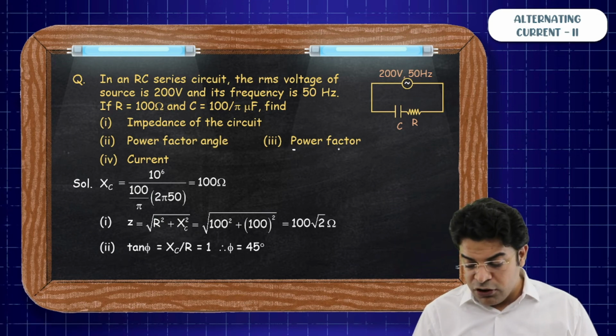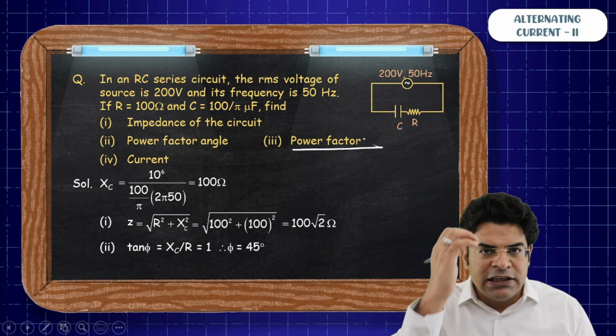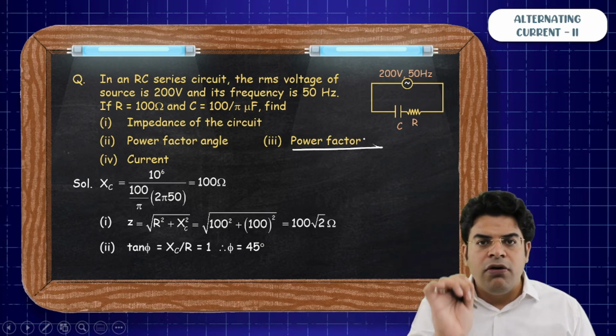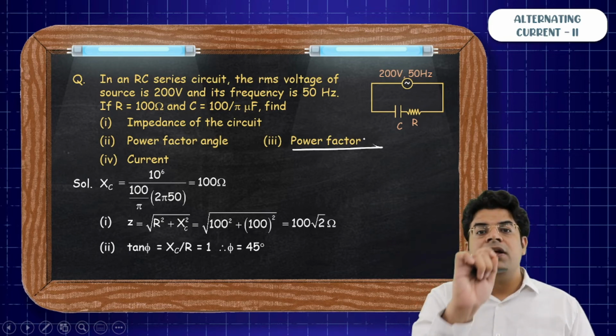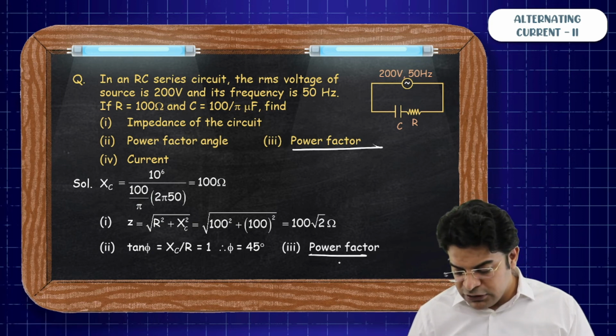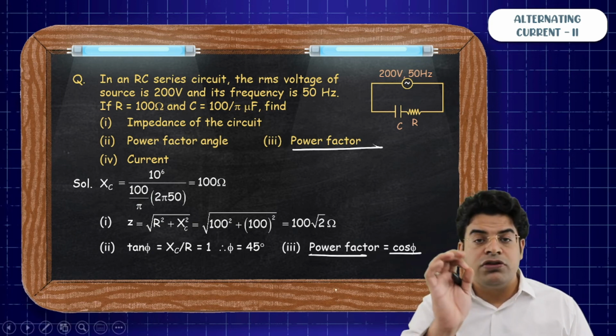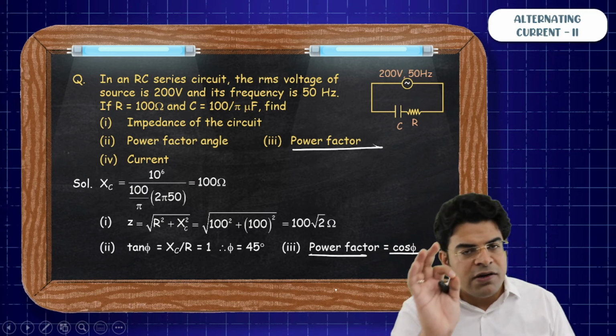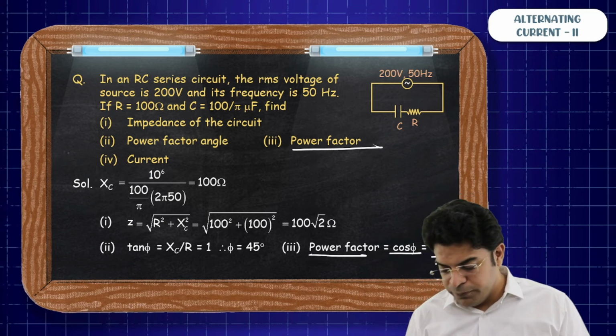The next part, what is the power factor? So power factor is nothing but cos phi, cos of the phase difference between the phase of potential and the phase of current. So you will say that power factor, which is cos phi, will be equal to cos of 45 degree, and cos of 45 degree we all know is 1 by root 2.